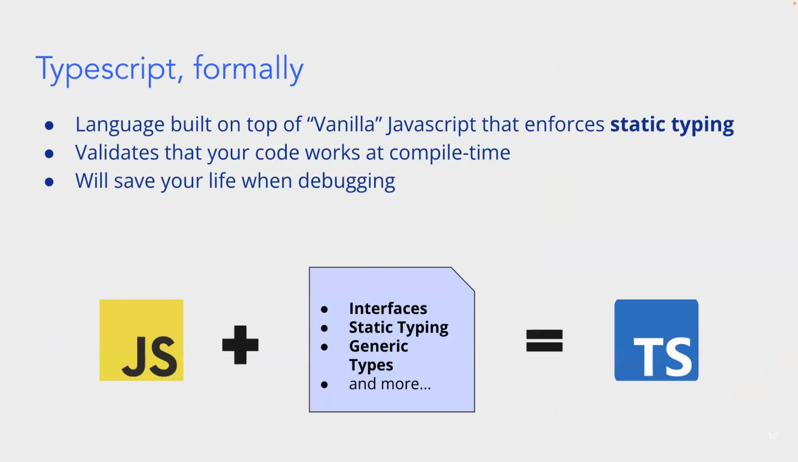So we've sort of hinted about types in TypeScript, but what is it? TypeScript is built on top of JavaScript, and it enforces static typing. It also has a lot of other features as well. It checks that your code works at compile time, which will definitely save your life when debugging. In fact, it's said that 15% of the errors that you find in JavaScript at runtime can be caught by TypeScript while the compiler is running.